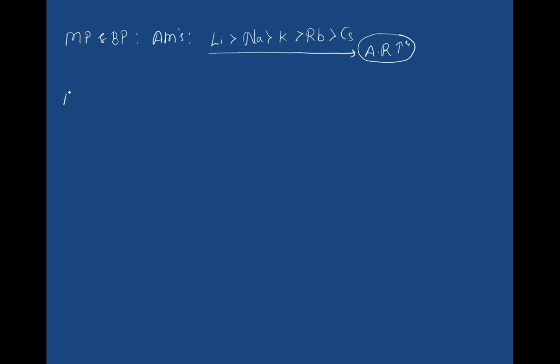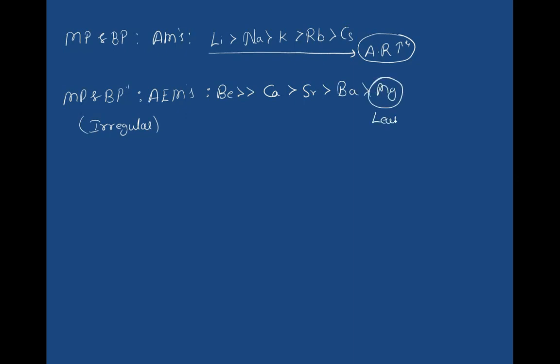But with melting point and boiling point, this is very important with respect to alkaline earth metals. It is irregular, due to different crystal structure. It is like this: beryllium possesses maximum melting point when compared to magnesium, calcium, strontium, and barium. Magnesium possesses the least melting point and boiling point in case of both first and second group elements. Please note it down.